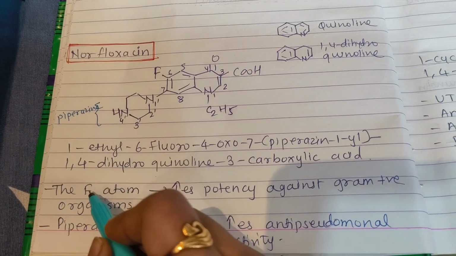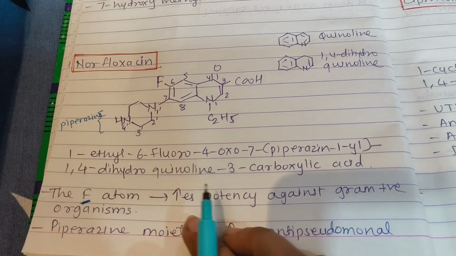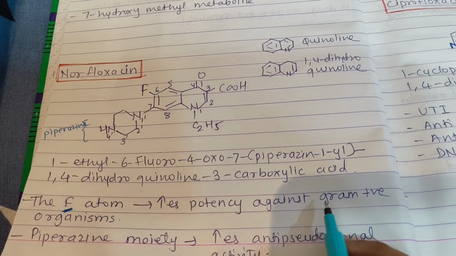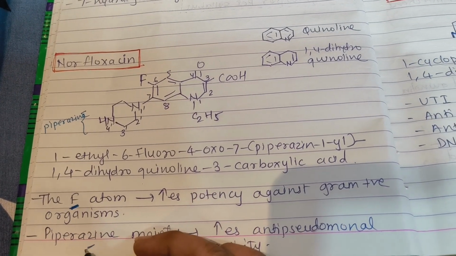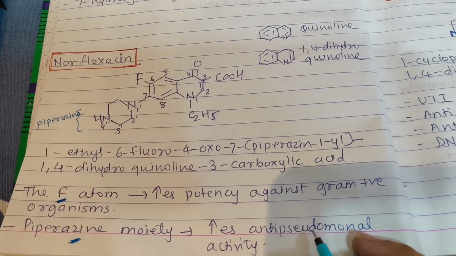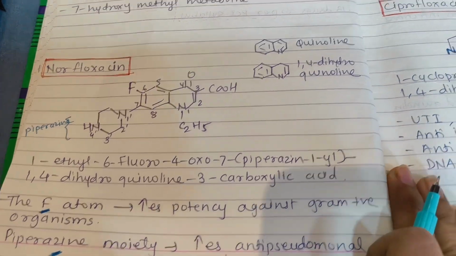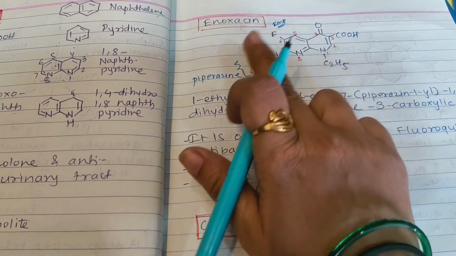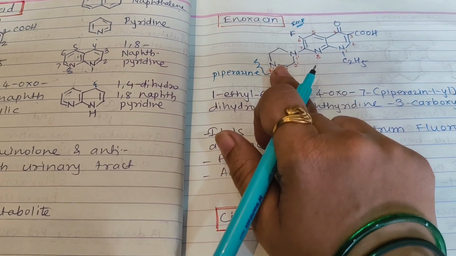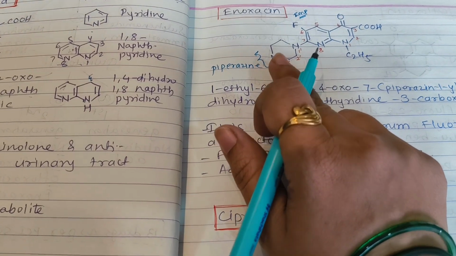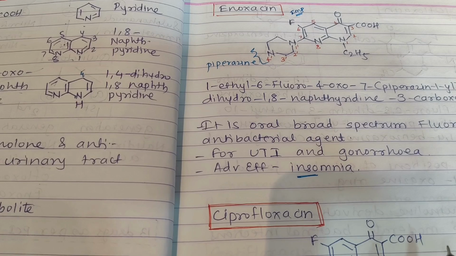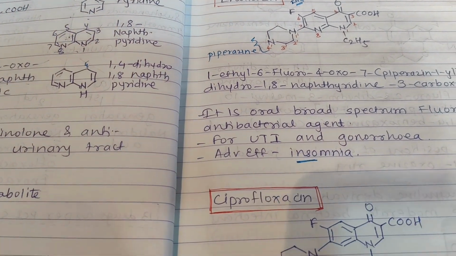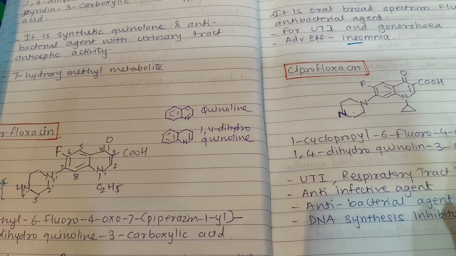The fluorine atom here, what they have observed, increases the potency against gram-positive microorganisms. And why has the piperazine moiety been added here? Because it increases anti-pseudomonal activity. Same applies here also. Piperazine increases anti-pseudomonal activity, and the fluorine atom increases potency against gram-positive organisms. Now let us see ciprofloxacin.